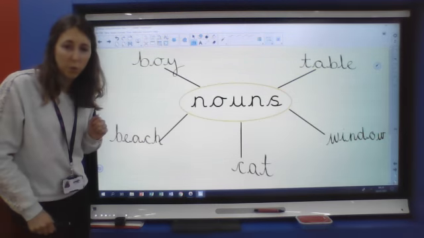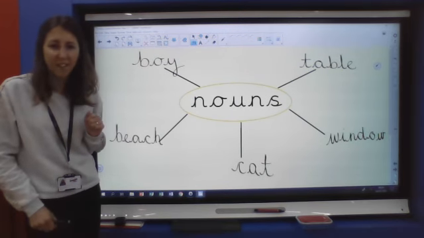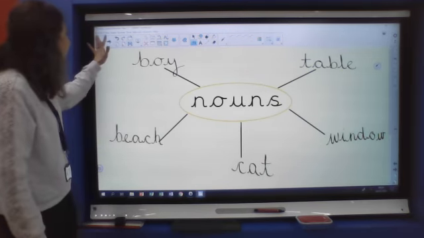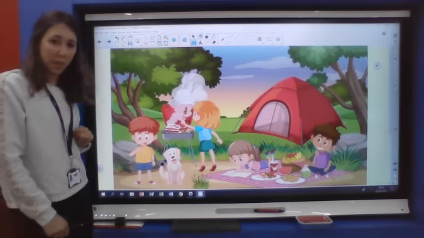Okay. Don't forget to ask your grown-up to send us a photo of your 5 nouns that you've been thinking of today. Okay, now I've got a picture there.